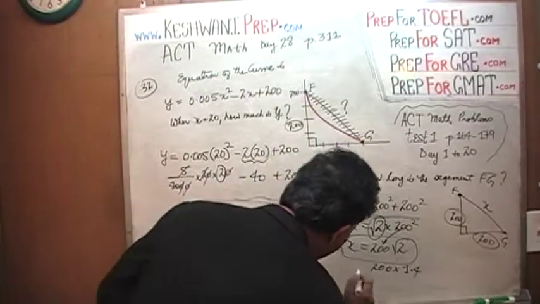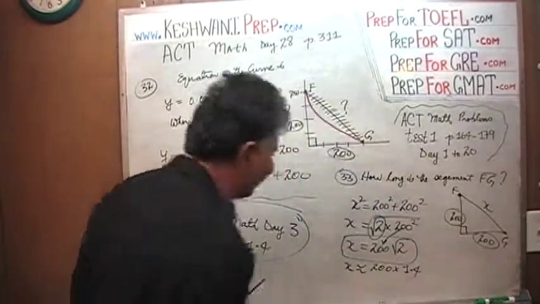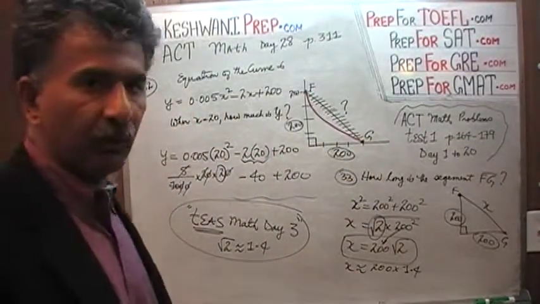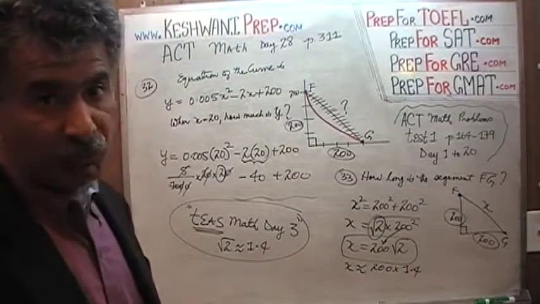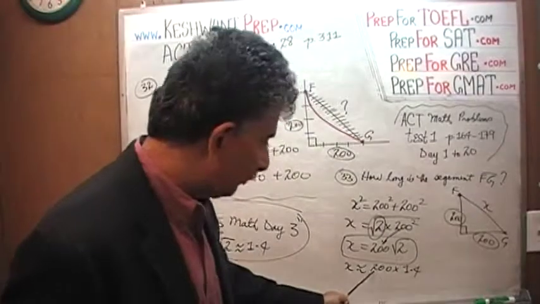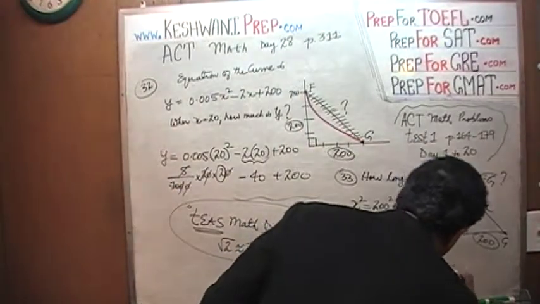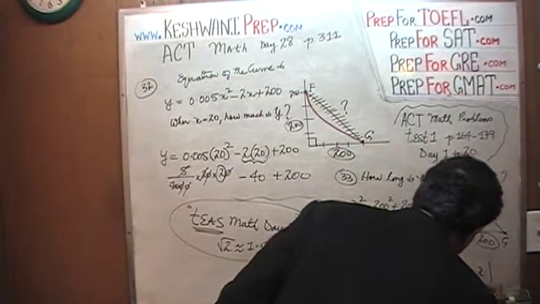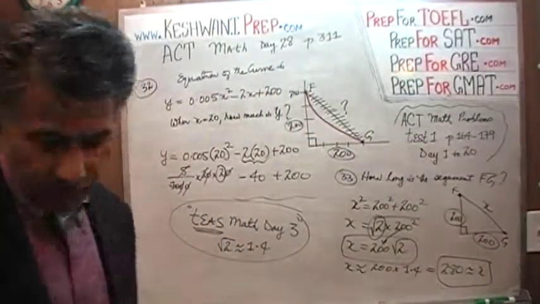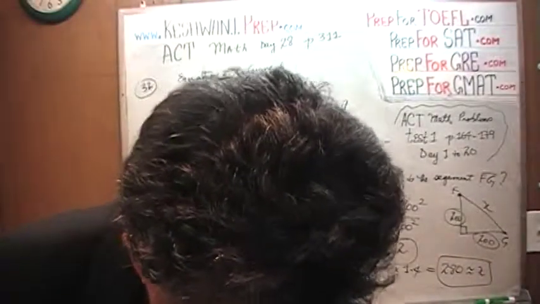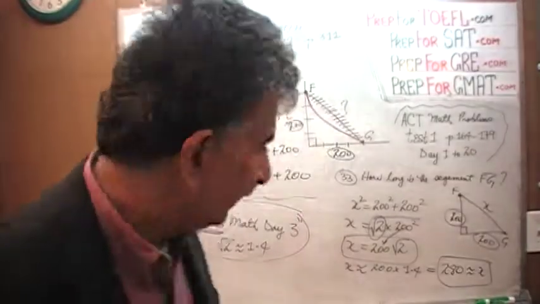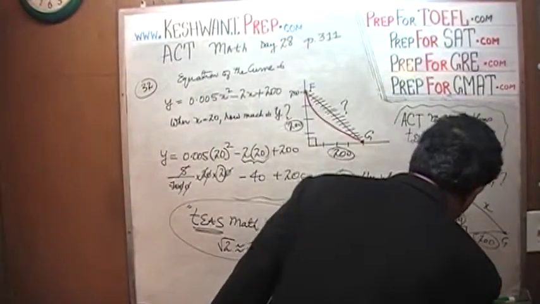X is approximately 200 times 1.4. Well, 14 times 2 is 28, so it's going to be 280. It's going to be 280 approximately. X is approximately equal to 280. That's your answer, and that's answer choice D.